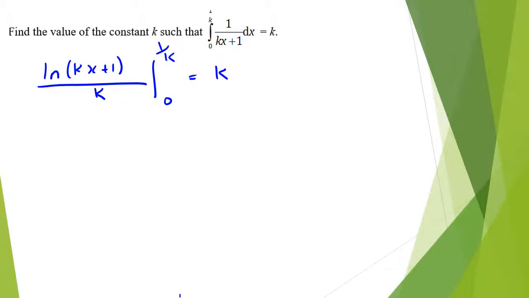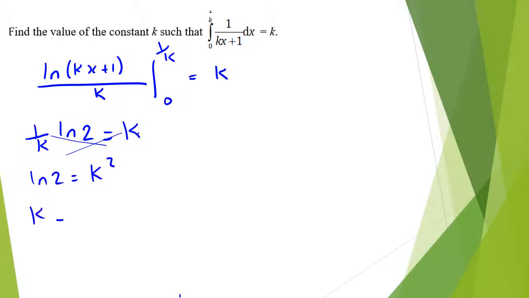So when you substitute this here, we'll end up with 1 over k ln 2 equal k. Just substitute the 0 and substitute the 1 over k. It's quite straightforward. And next, now cross multiply, so it'll end up with ln 2 equal k squared, so k equal plus or minus the square root of ln 2.